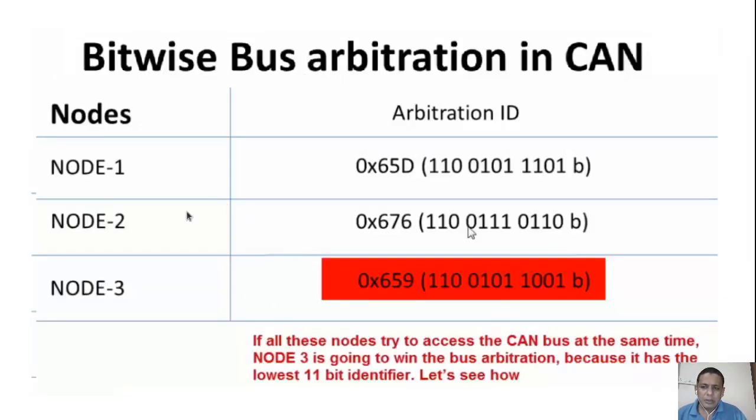Again, now we can see three different nodes. Node 1 will have an address of 65D, and another node 2 will have an address; this is known as the arbitration ID.